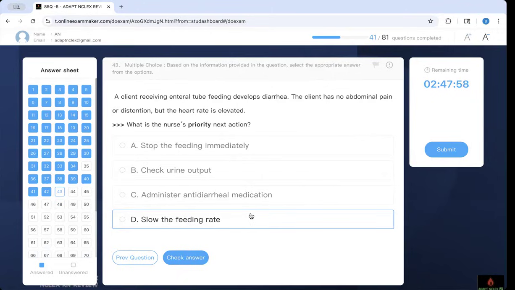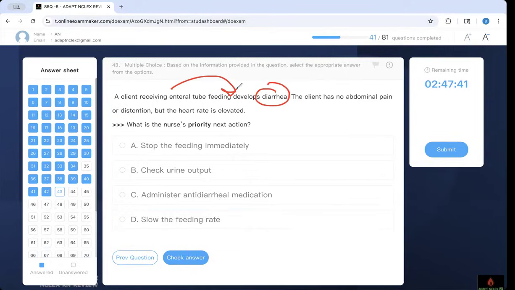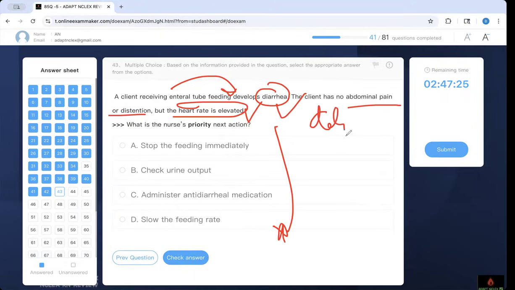What do you think? Client receiving enteral feeding develops diarrhea. Well, if you're developing diarrhea, there's something going on here. Pick your answer down and then listen to the way I'm going to approach it. What do you think? He or she has no abdominal pain and no distension, but the heart rate is elevated. Diarrhea and elevated heart rate mean dehydration from the feeding itself.